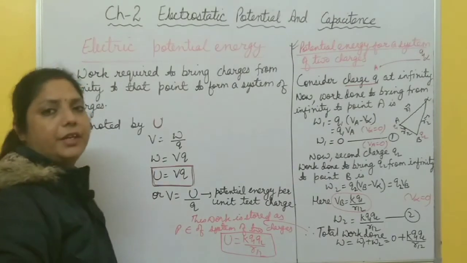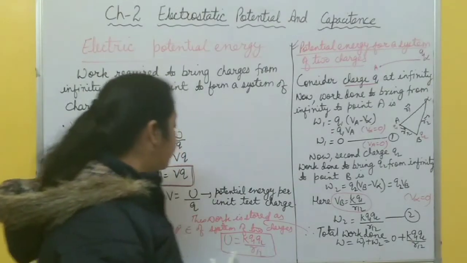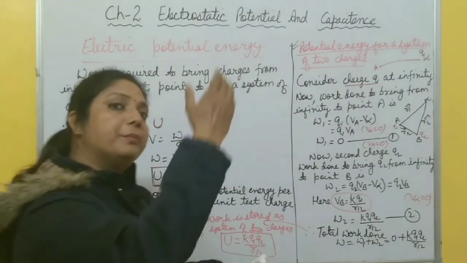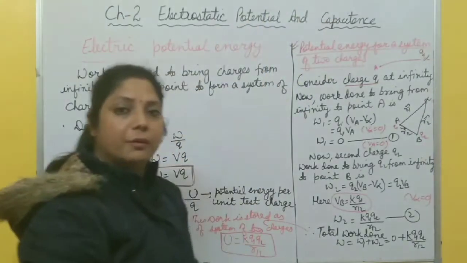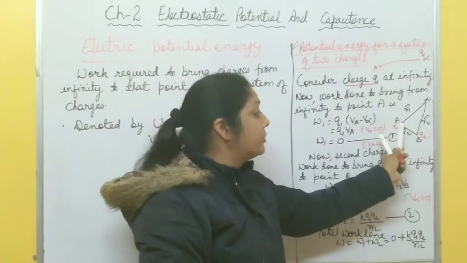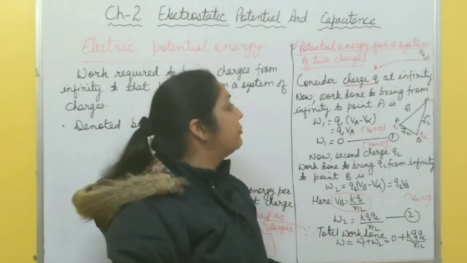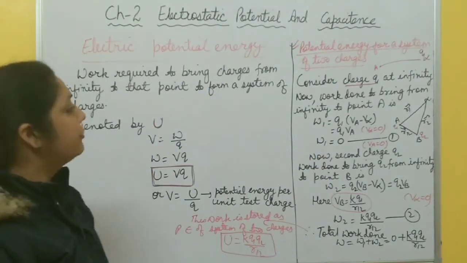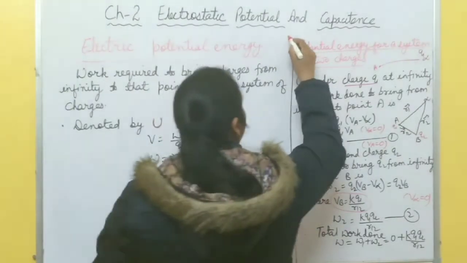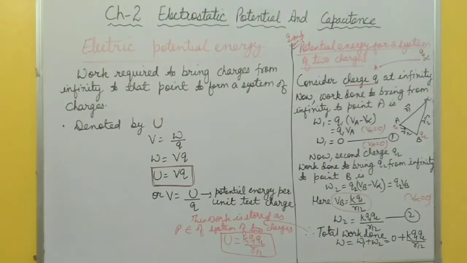In this way you can find potential energy for a system of 3 charges also. Potential due to 2 charges are this one. Now you want to bring a third charge from infinity to a particular point. Now potential at that point is due to these 2 charges, due to A and due to B. So you add, and in this way you can find potential energy for a system of charges. This topic is also very important. It may be asked in the exams. Okay, please take a screenshot. Then we will move to the next topic.